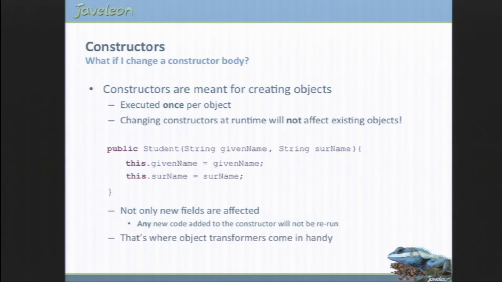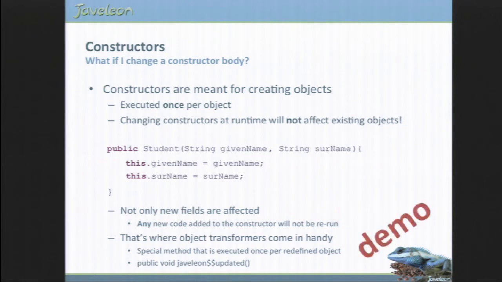Pretty much any new code added to the constructor will not be re-executed, because we can't infer which code to execute and which not for this particular constructor. That's basically impossible. So that's where these object transformers come in very handy. And what is an object transformer? Well, in Javeleon we have this special method called Javeleon $updated that gets executed once for each object after the class has been redefined for this object. So let's switch to Michael for a short demo of how this works in a real application.